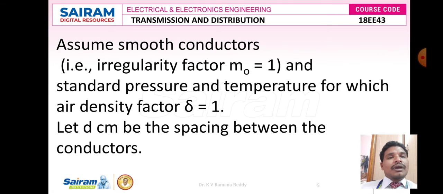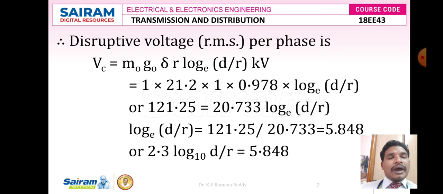Now we assume the conductors are smooth, so the irregularity factor M0 is equal to 1, and at standard pressure and temperature the air density factor del is equal to 1. The spacing between the conductors, D, is what we have to calculate. So now I write the critical disruptive voltage formula: VC is equal to M0 into G0 into del into R into log of base e of D by R, in kilovolts.